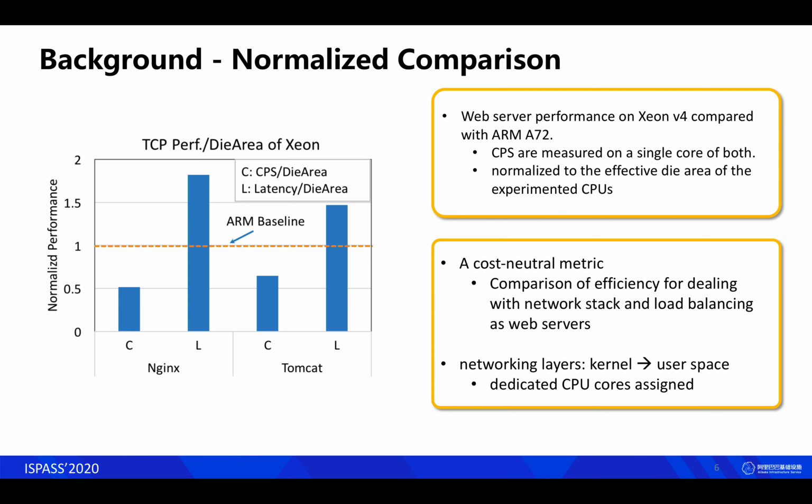As shown in the slide, when interpreting how efficiently x86 handles TCP/IP processing using a more neutral metric, such as connections per second normalized by the effective die area, commodity Xeon servers are not the most efficient solution for dealing with the network stack and load balancing as web servers. Recently, some enhancements have been proposed to move the networking layers from kernel space to user space, such as DPDK. However, CPUs still need to be assigned even when there is no network flow to host.